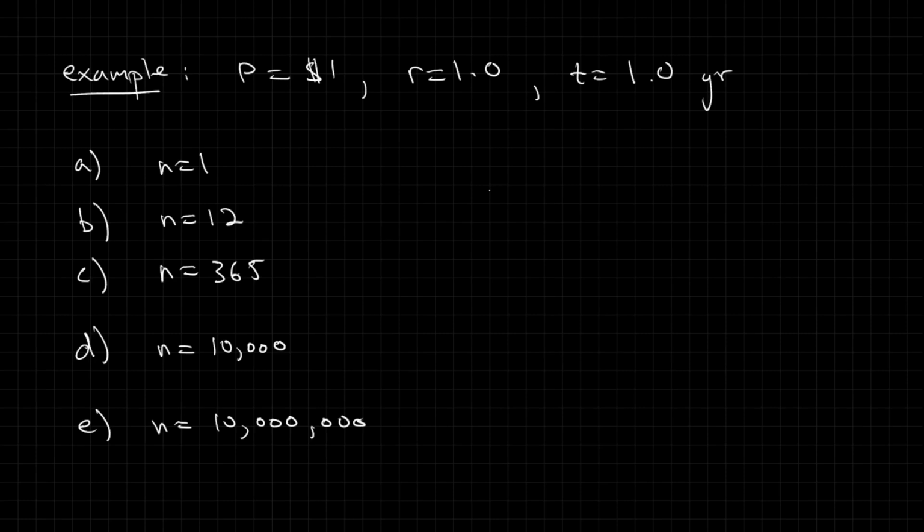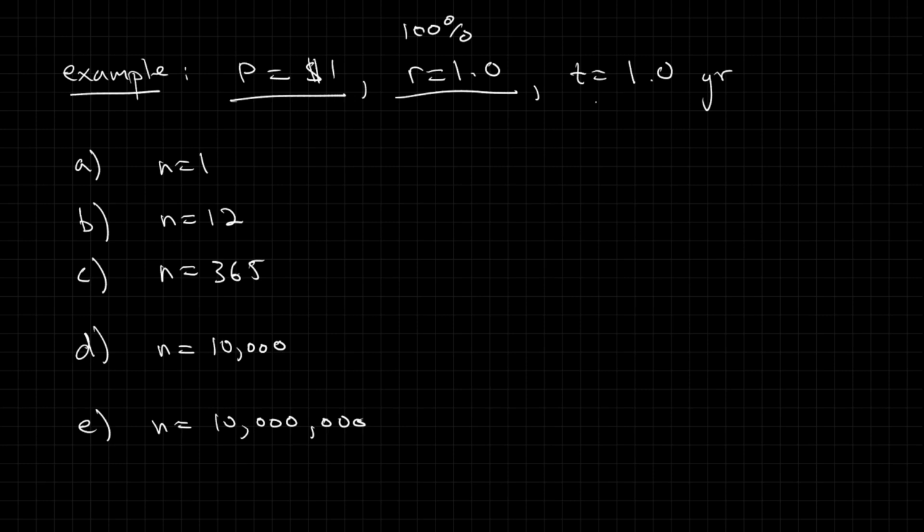Now that we learned a little bit about compound interest, I want to do an example that may seem a little silly, but will lead us to an observation that is pretty interesting. So what I'd like to do is investigate what would happen if I were to invest $1 at an interest rate of r equals 1.0. Now remember, 1.0 is the decimal form of the interest rate, so this actually represents an interest percentage of 100%.